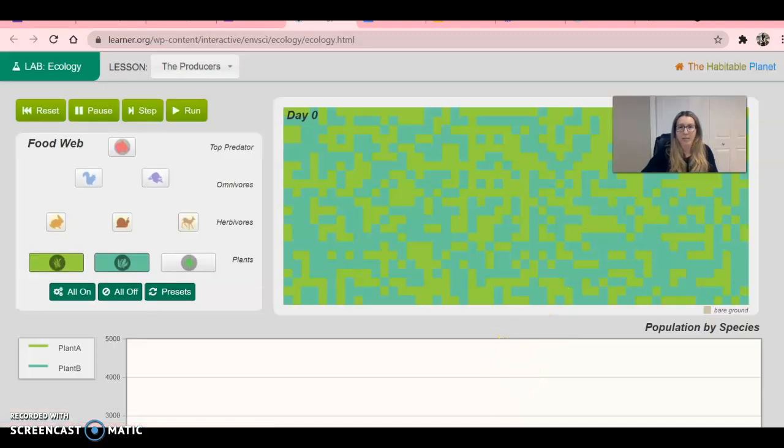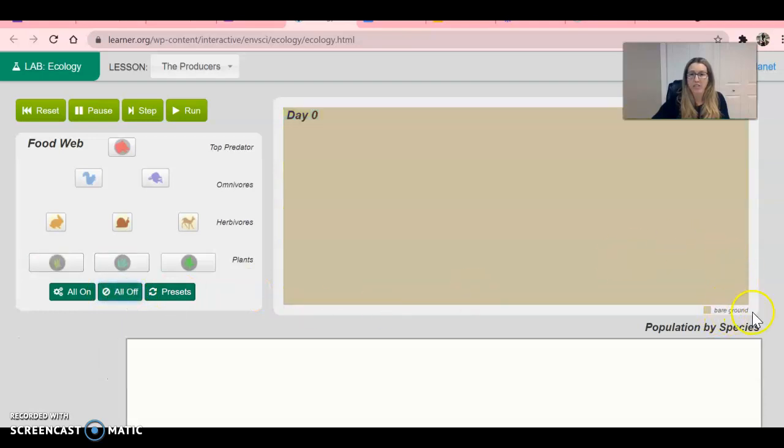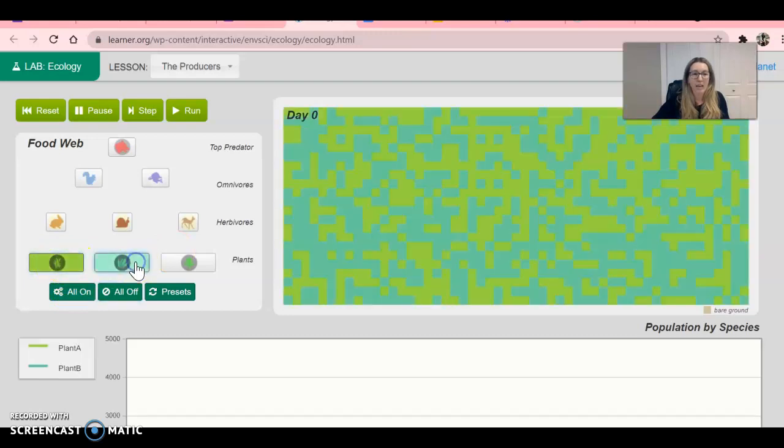This is a simulator, meaning that this is a representation of an ecosystem. On the left, you'll see that there are some tools that you can play around with. Here we have the plants that are available in this ecosystem, some herbivores, some omnivores, and a top predator. At the very top, you'll see reset, pause, step, and run. These are the tools you will use in order to start the simulator, in order to reset it as well. Over here is the representation of the ecosystem. If you turn everything off, you will see that it says just bare ground. This is just soil.